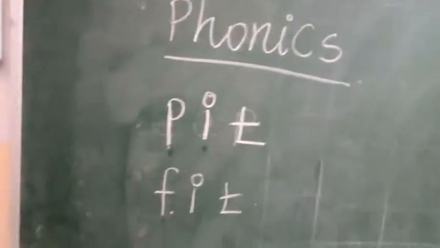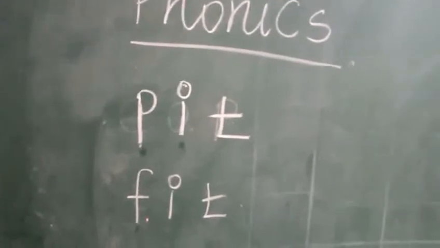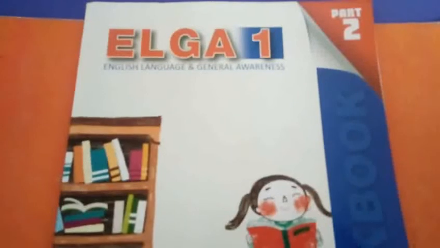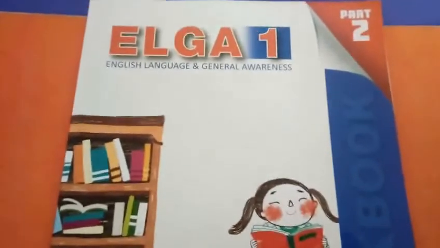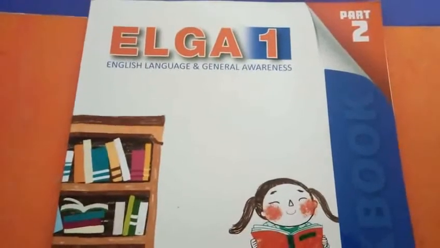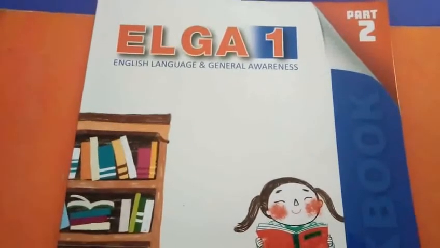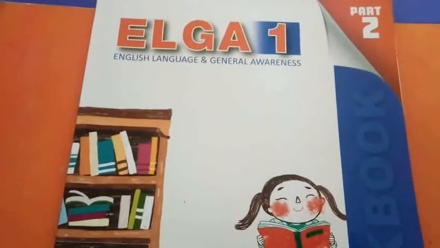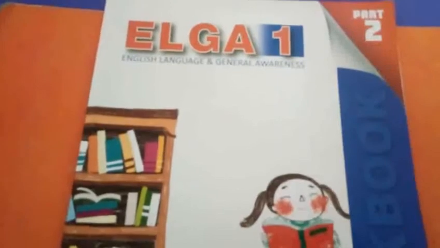This phonics slide is pit and fit. For this slide you have to use your left hand. Okay? Are you clear, my dear children? Now, you will open your SR book, page number 44, SR 1. I will give you 5 seconds time. 5, 4, 3, 2, 1 and 0. I hope you all opened your SR book.